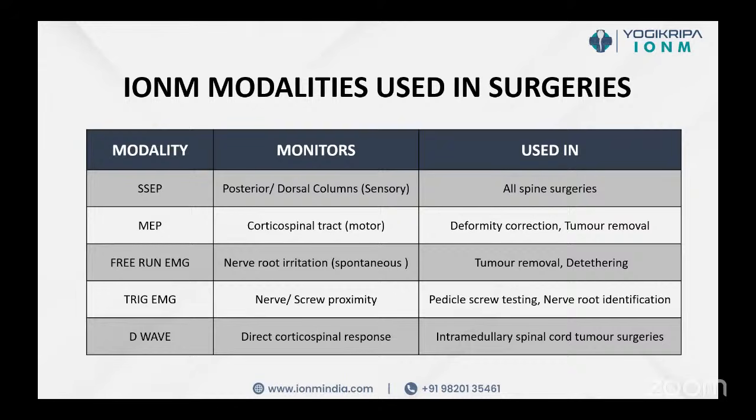Then triggered EMG, that is to monitor nerve screw proximity, used in pedicle screw testing and nerve root identification, and even in detethering to identify the nerve roots before cutting the filum. Then the D wave, that is the direct corticospinal response, and it is very useful in intramedullary spinal tumors.